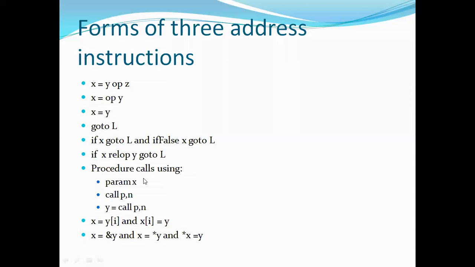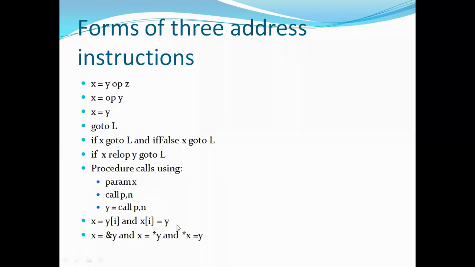And for procedure calls, we use forms like param x, call p comma n, and y is equal to call p comma n. These are the forms of representing three address instructions. When we are generating an intermediate language, we need to follow these instructions. If the input is an expression, a conditional statement, a procedure call, an array, or a pointer, we use the corresponding forms.